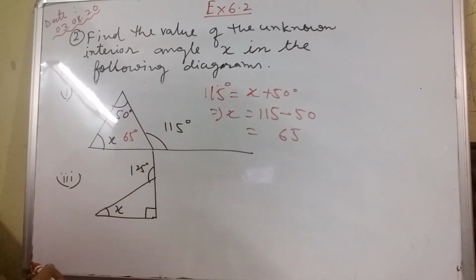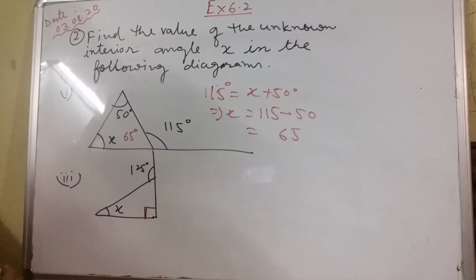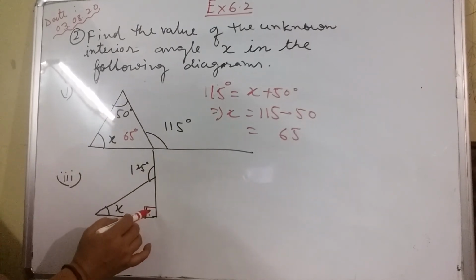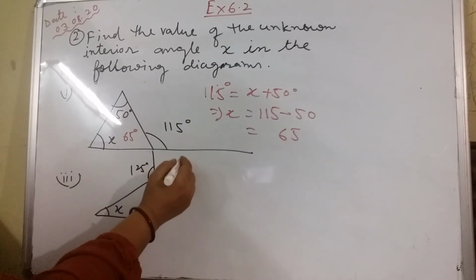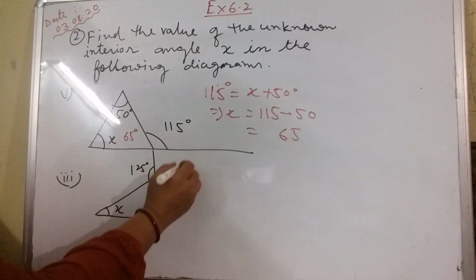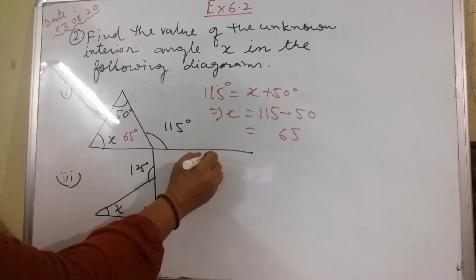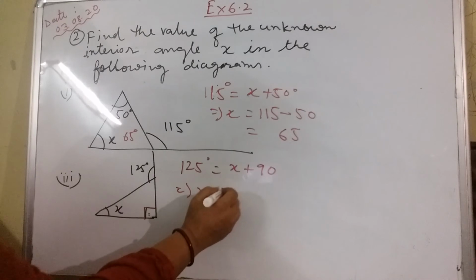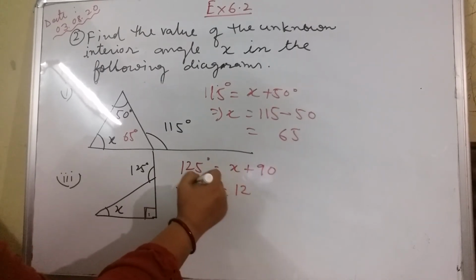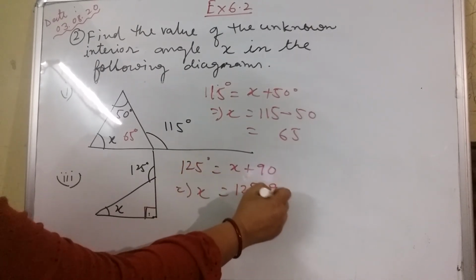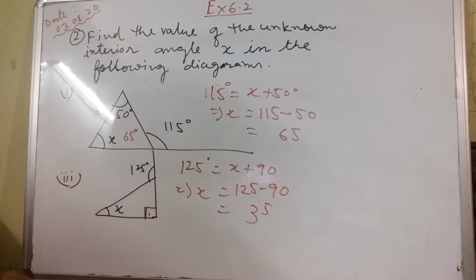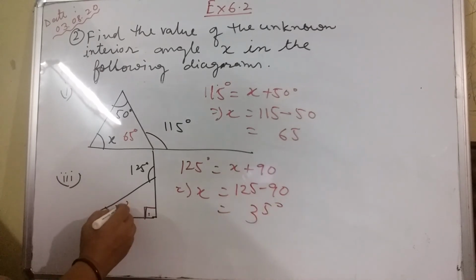Same way question number 3, when this sign is given, that is a symbol of 90 degree. That means that angle is not mentioned but it is 90 degree. So according to the property, this 125 degree equals x plus 90. Now x will be equal to, if you transpose this 90 to this side, 125 minus 90, so it is 35 degree.